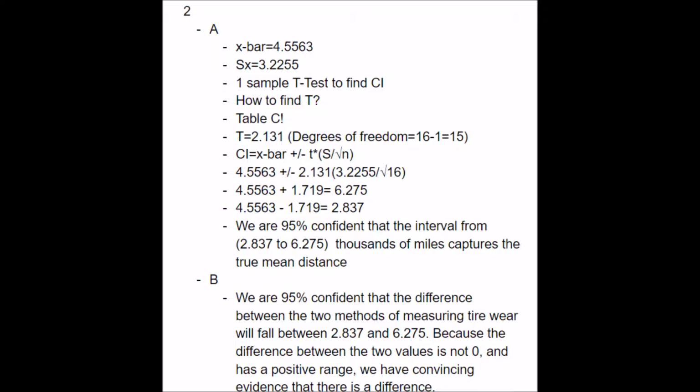And we also get that 4.5563 minus 1.719 equals 2.837. That means that we are 95% confident that the interval from 2.837 to 6.275 in thousands of miles captures the true mean distance.